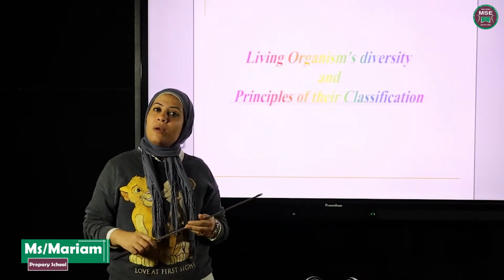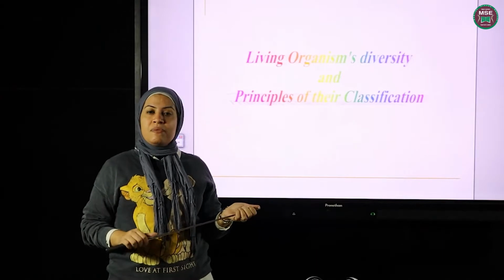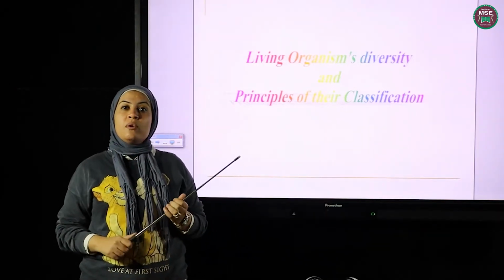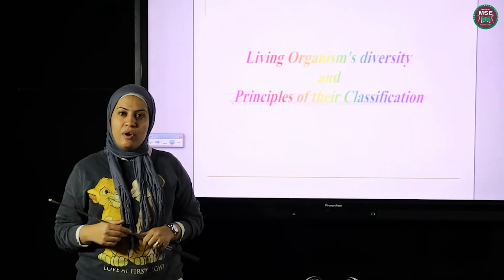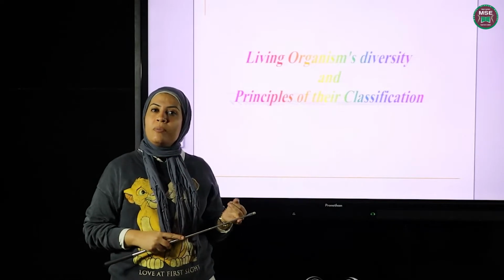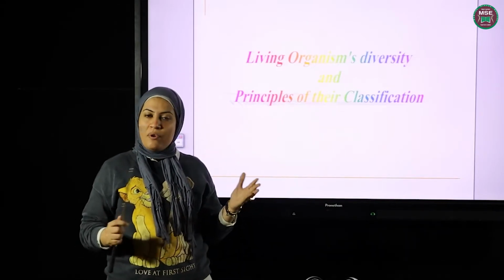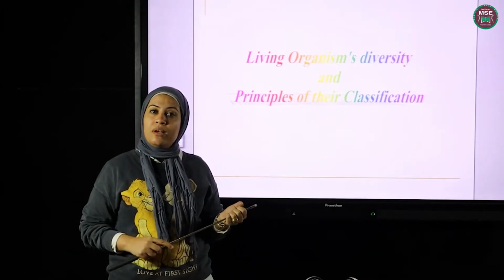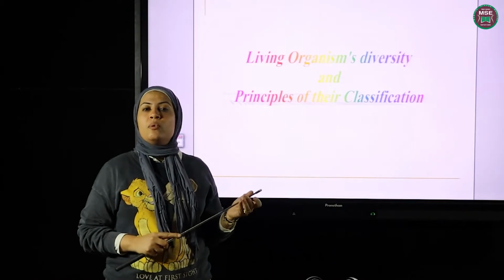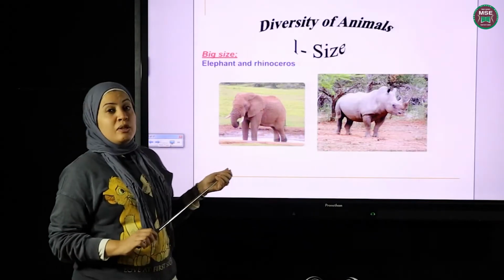Today we are going to talk about Unit 3, Living Organism Classification and Diversity. First, we will talk about the living organism. The living organisms are classified according to the size and shape, according to the way of feeding, and according to the environment. First, we will talk about according to the size.